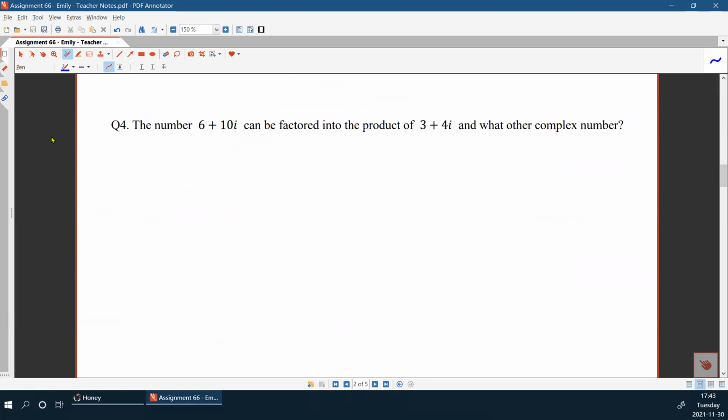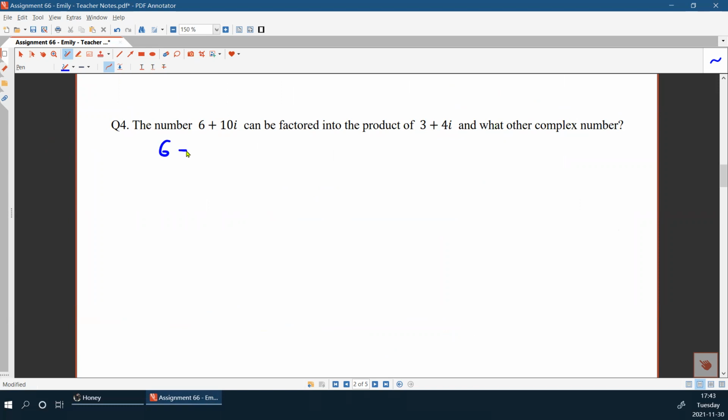Question 4. The number 6 plus 10i can be factored into the product of 3 plus 4i and what other complex number? In algebra, if you don't know a quantity, we usually use a letter to denote it. Because the other number is a complex number, we usually use a plus bi to denote the unknown number.